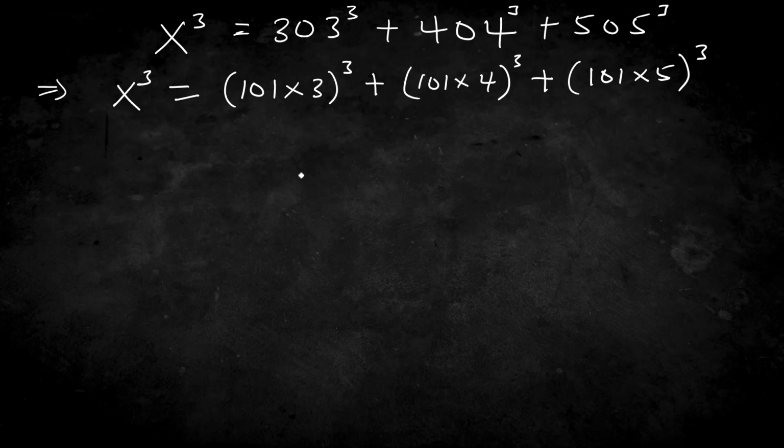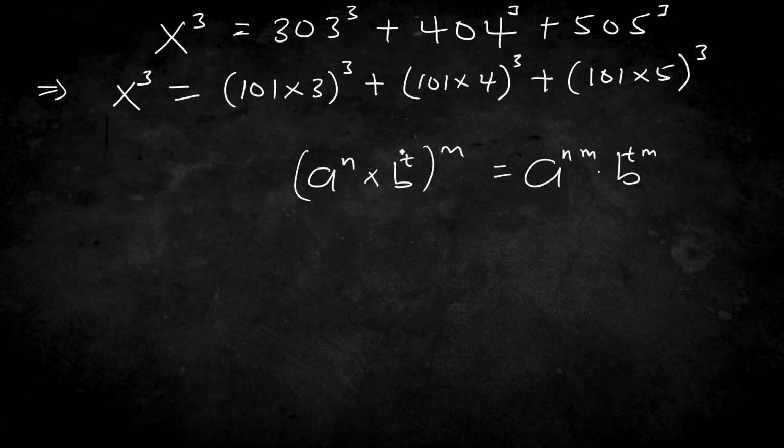Now remember, a to the power n times b to the power n, all raised to m. Remember this power will affect this and affect that. So we have a to the power nm times b to the power nm.